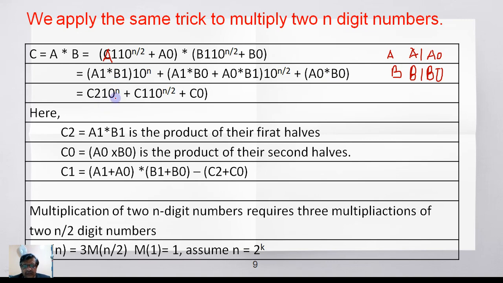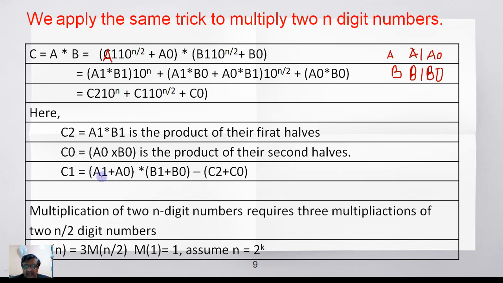Therefore, this can be generally expressed as C2 into 10 to the power of n plus C1 into 10 to the power of n by 2 plus C0, where C2 is A1 into B1, the product of their first halves consisting of n by 2 digits, and C0 is A0 into B0, the product of their second halves, consisting of n by 2 digits, the half portion on the right side.